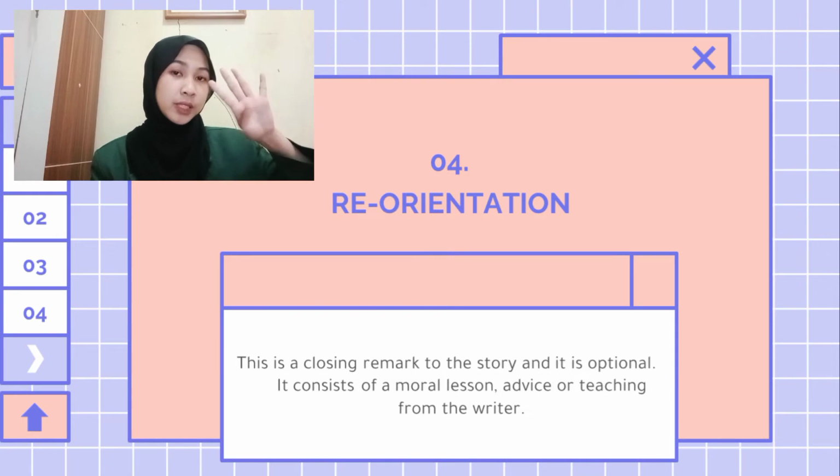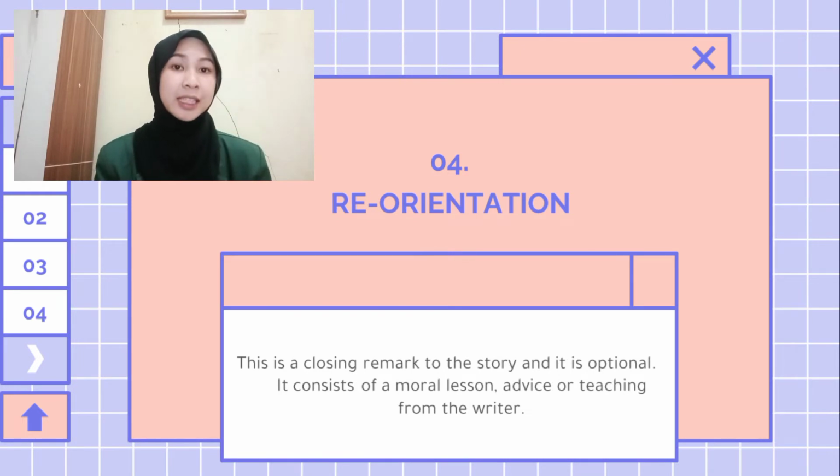And the last one is reorientation. This is a closing remark to the story and it is optional. It consists of a moral lesson, advice, or teaching from the writer.